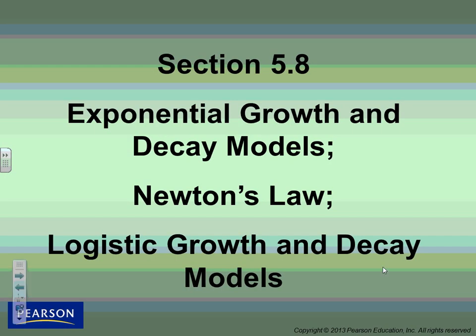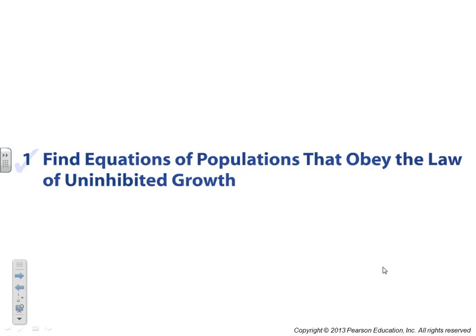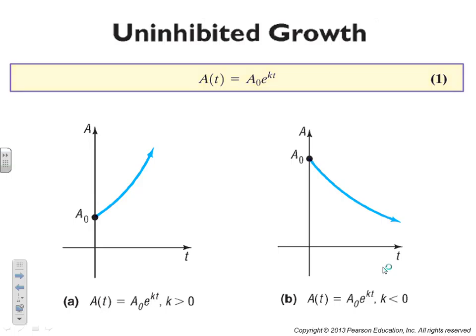All right, so this is Chapter 5, Section 8, Exponential Growth and Decay Models, Newton's Law, Logistic Growth and Decay Models. So this is the why we do what we do, all of this Chapter 5 stuff. Our first learning objective is to find equations of populations that obey the law of uninhibited growth. So, the uninhibited growth formula, make sure you highlight this.